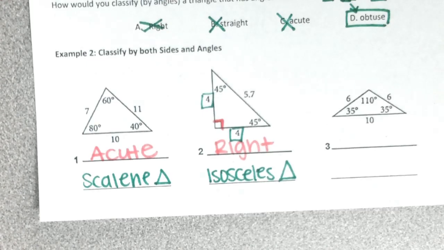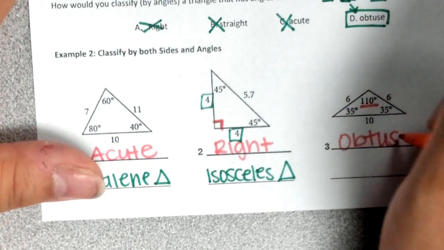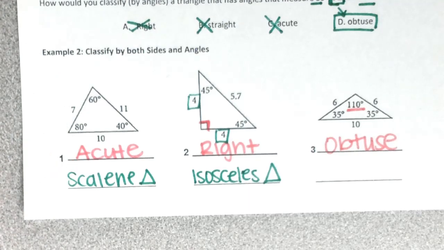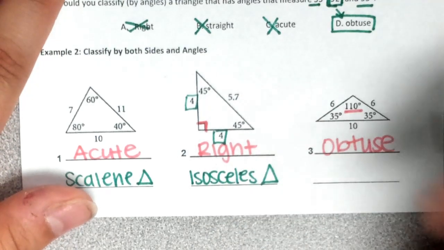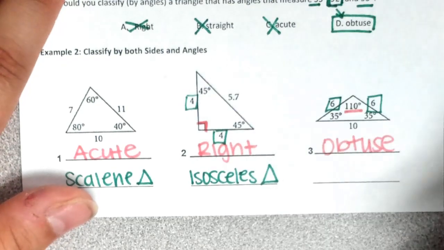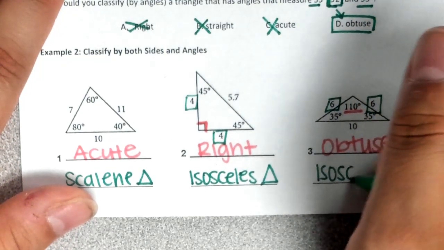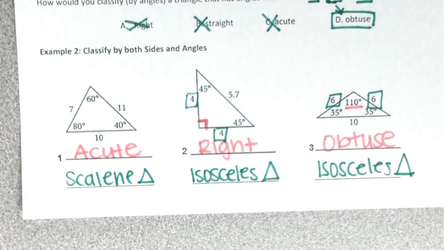My next one. Look at the angles inside. What do you see? I see 110. Obtuse. Underline that so you know why. One of them is more than 90. Good. And what do you see on the outside? 2 of them are the same, so it is an isosceles triangle.